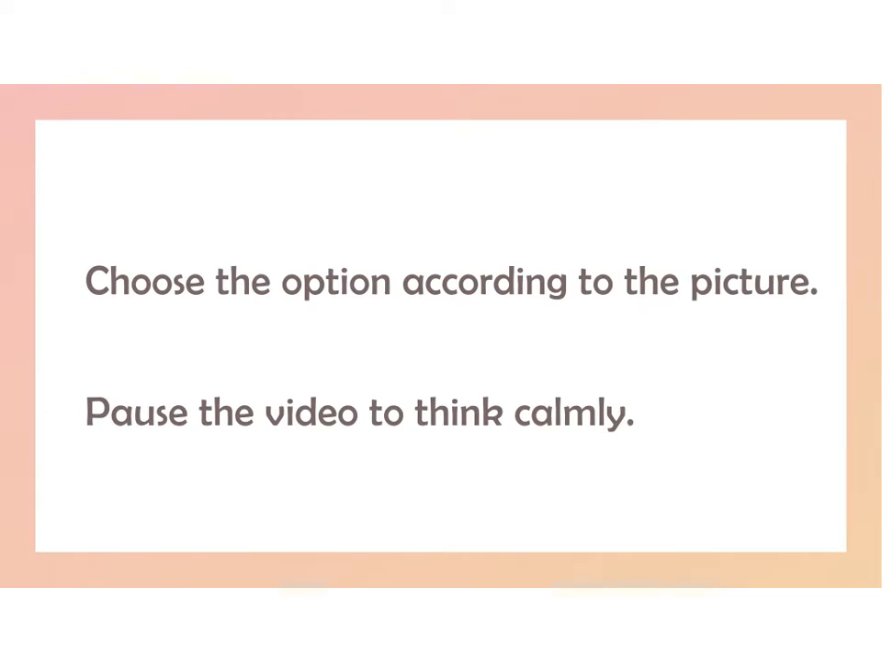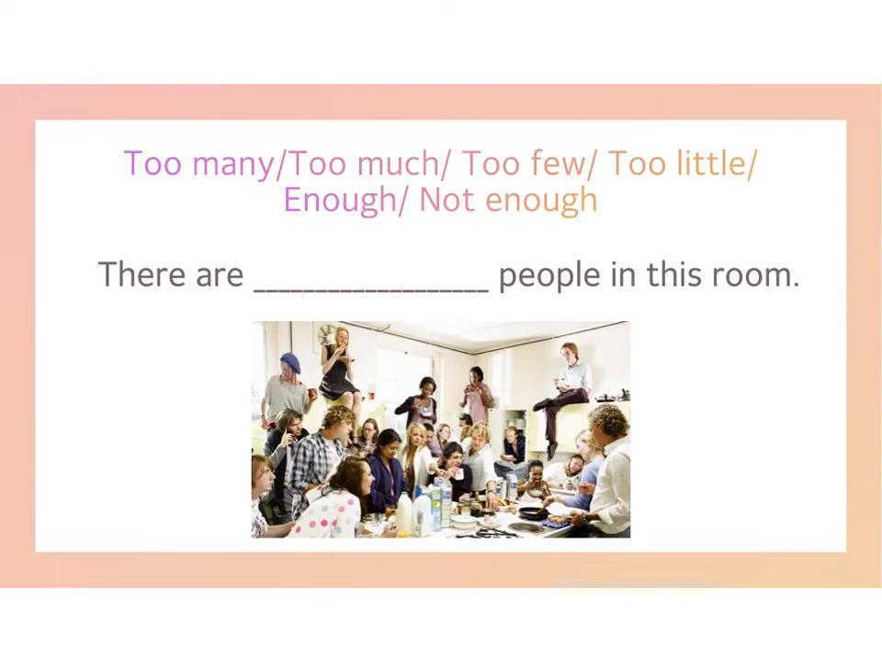Let's do some exercise. You have to choose the right option according to the picture. If you need more time to think about it, you can pause the video. Question 1. There are people in this room. So you can look at the picture. When you do these kind of questions, you have to think about the noun. And here, we need to describe the noun people. And people is a countable noun. So which one do you think is the best answer?